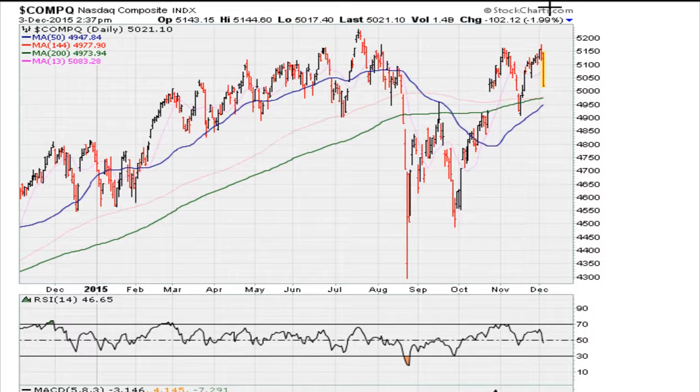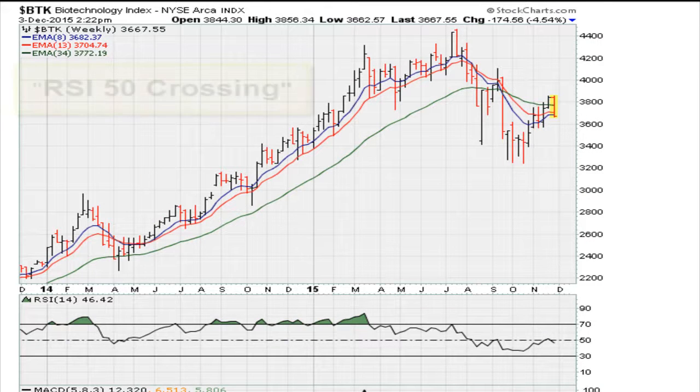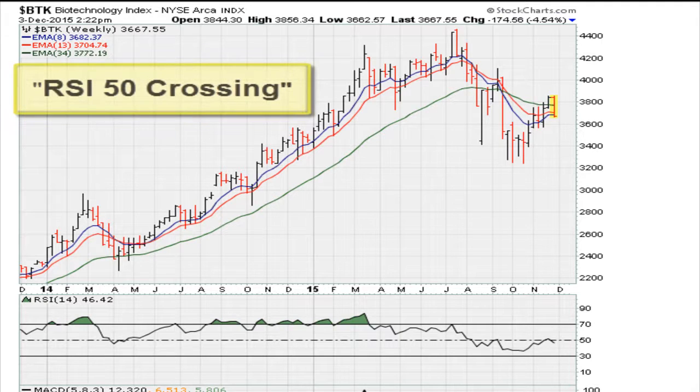Now keep in mind that sometimes this also depends on how the weekly charts and the monthly charts are positioned. For example, take a look at the BTK, already down about 4-5% for the week. Why? Because it's moving its weekly RSI below 50. As you move below 50 or above 50 on any time frame, you get a spike in the price action.